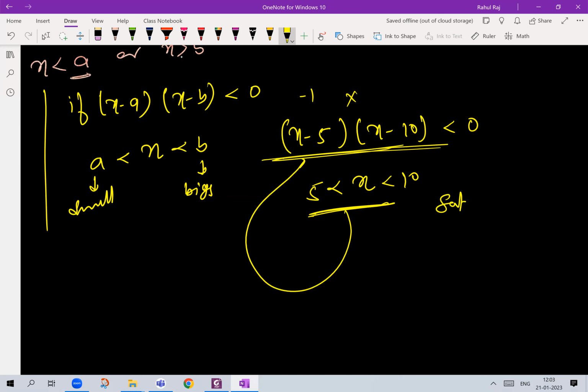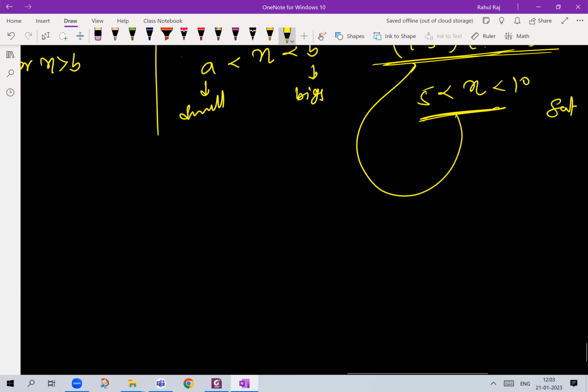Sorry, not 4, 6 you can put. No, x lies between 5 and 10. You put 6. 6 minus 5 is 1. 6 minus 10 is minus 4. This is less than 0. Any value you put which lies between 5 and 10 here, you should get less than 0. If you don't get this, it means our solution is wrong. So this is no formula, guys. Please understand. Just do one question.